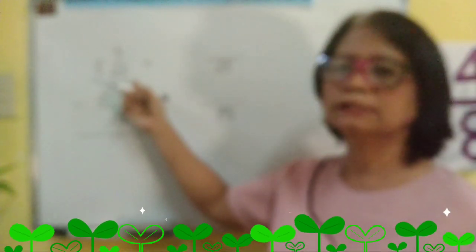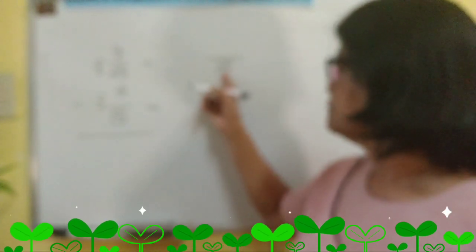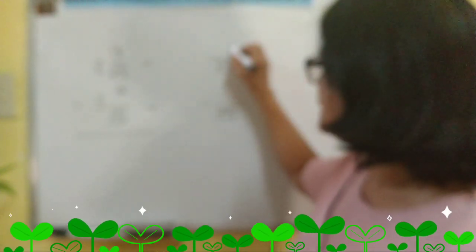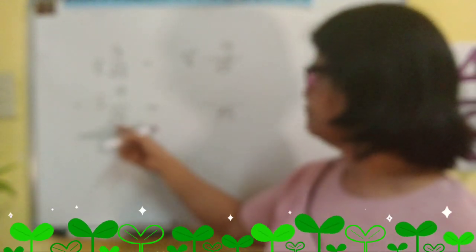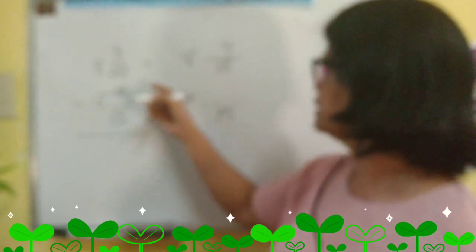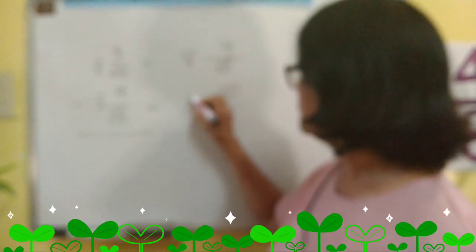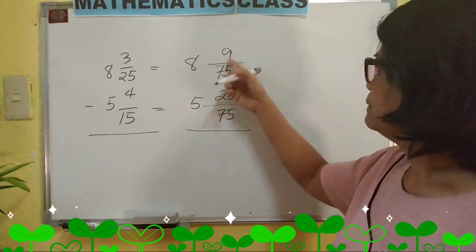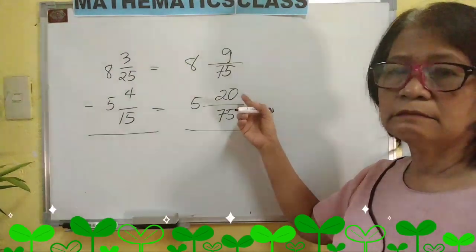Then, change this fraction into similar fractions or equivalent fractions. 75 divided by 25 equals 3 times 3 equals 9. Then write the whole number. 75 divided by 15 equals 5 times 4 equals 20. Then write the whole number. Now, we are going to subtract 9 minus 20. 9 minus 20 cannot be.